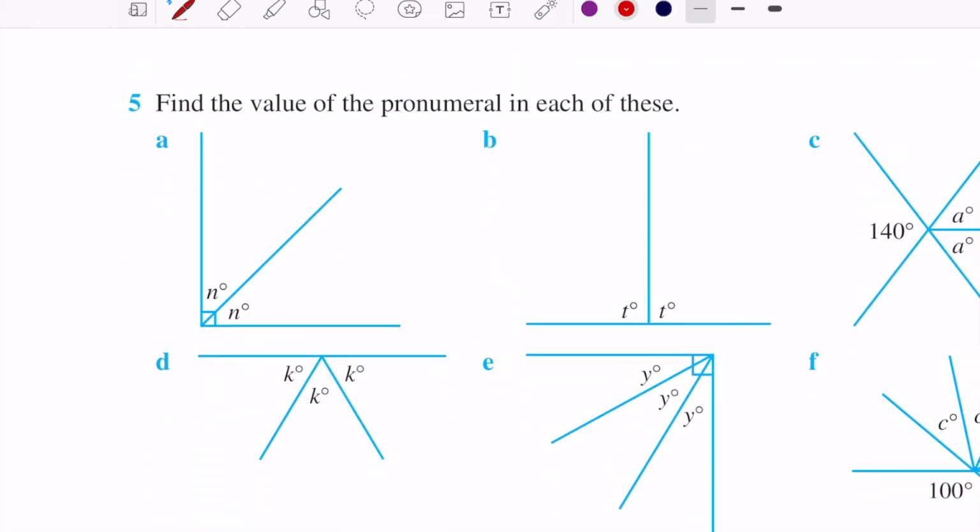Now, question 5, it gets a bit harder. We know that this is 90 degrees, and we have got n degrees and n degrees here as well. Now, we don't know what the values are, but we know that they are exactly the same because they're both n. So what we can do is divide it by 2 since they're the same values. Same letter means same value. And that equals 45 degrees. So n equals 45 degrees.